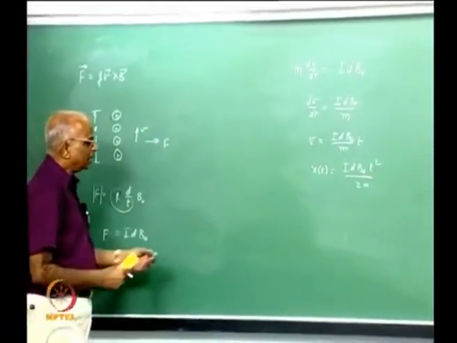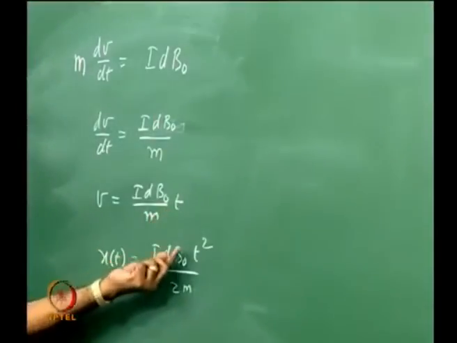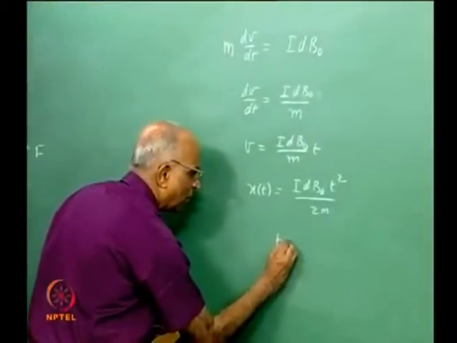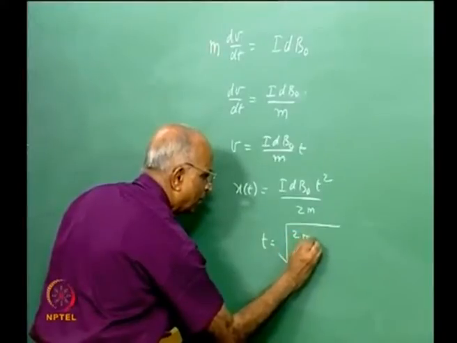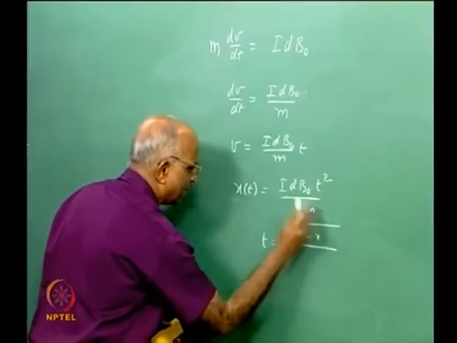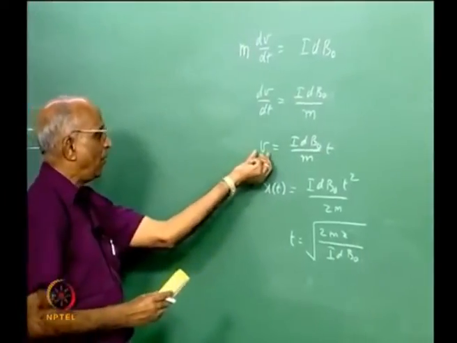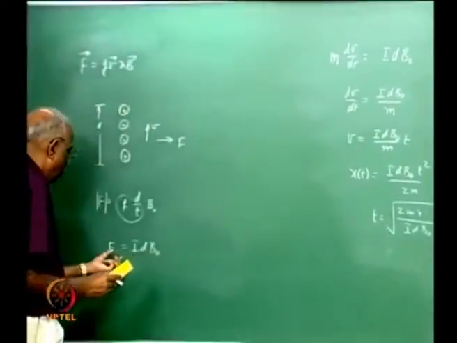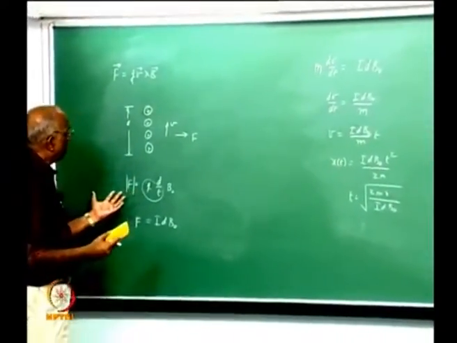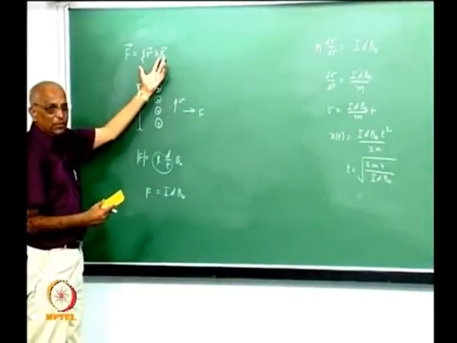I can go ahead and simplify. If I want the velocity here, I can substitute t squared, taking the value of t from this: t is equal to the square root of 2m into x at time t divided by I d B0. And therefore I can get the value of velocity which is required over here to give me the particular force. These are the only set of equations which are applicable for, let us say, a thruster which will make use of a magnetic principle.